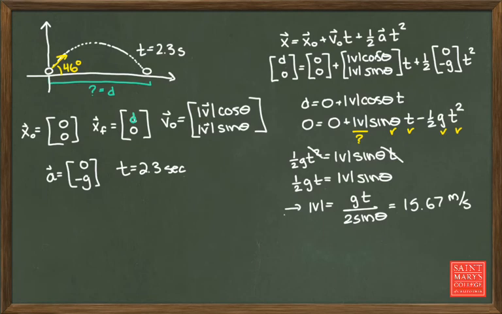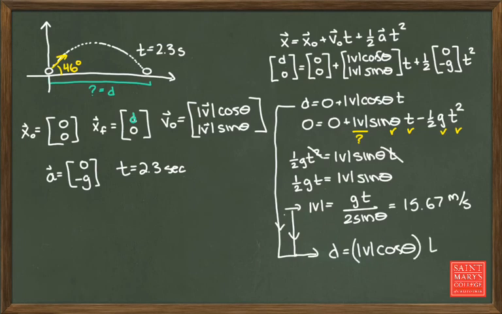Now, with that, the top equation says, from the top guy, I get D equals the horizontal velocity, which is just this guy, multiplied by how much time. I just calculated the velocity, I know the angle, so I know the cosine, and I know time. So let's do that. Velocity, 15.67 times cosine of 46, times t, which was 2.3. That all looks good. I get 25.04 meters.